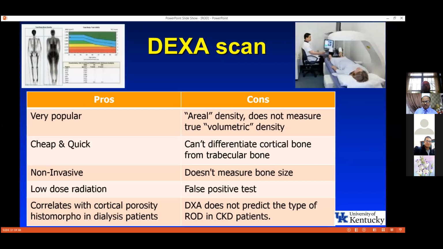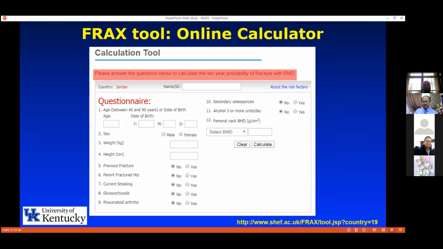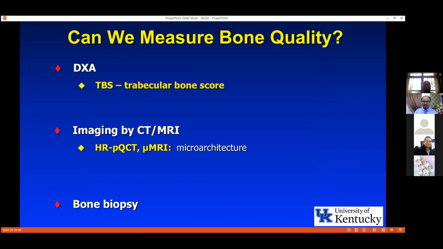But again, it's a good test. I don't want to say it's a bad test, but it has its own limitation. Nothing is 100% perfect. Am I clear? Clear, Basha. Thank you. Okay, so how can we assess the bone quality?